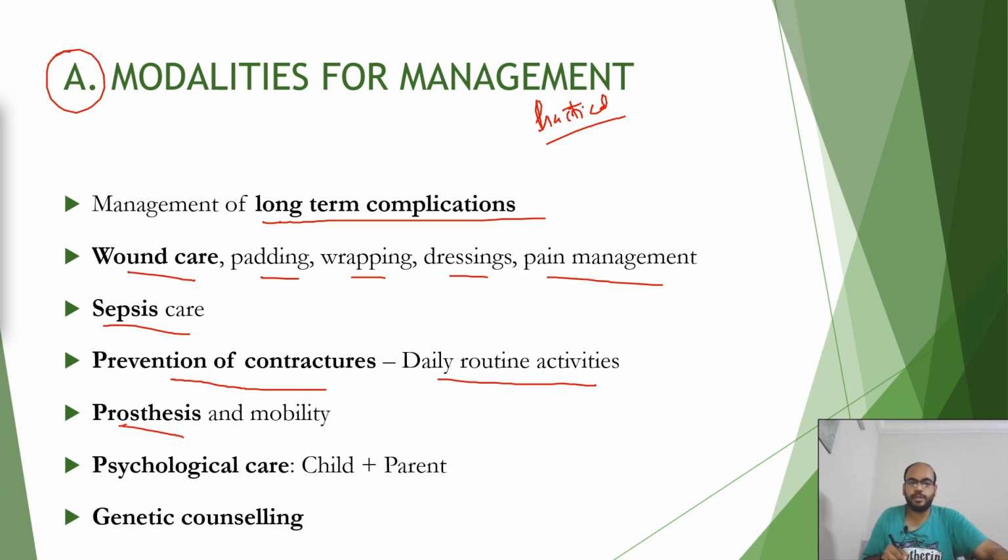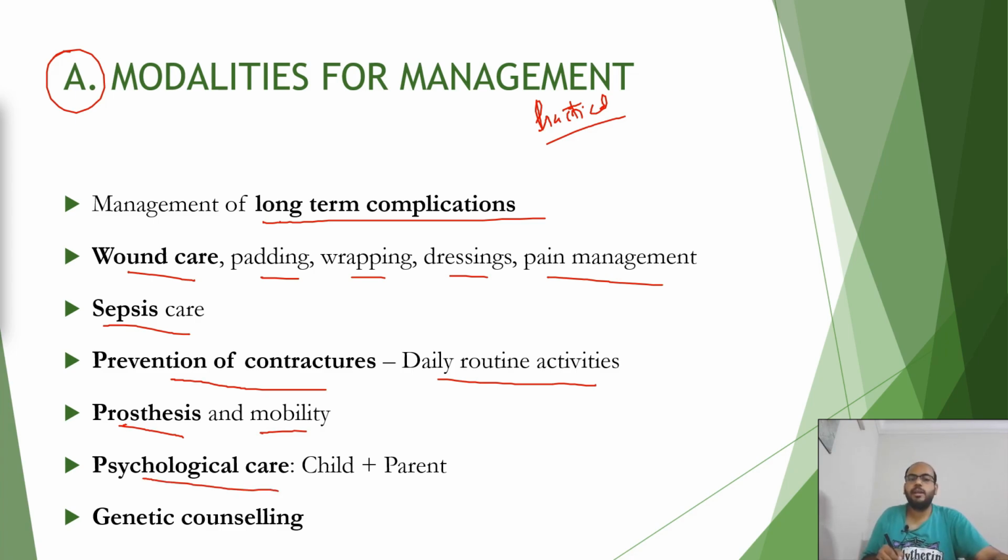Prosthesis and mobility have to be ensured. So make sure that if the limb is lost, then they should have tools to carry out their daily activities, so that they can develop good self-dependence and carry out their daily routine activities and function.